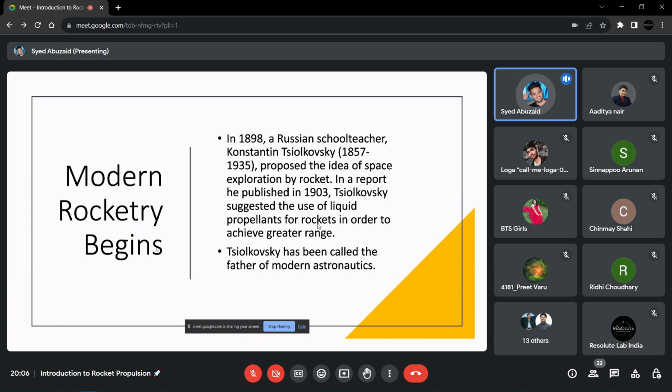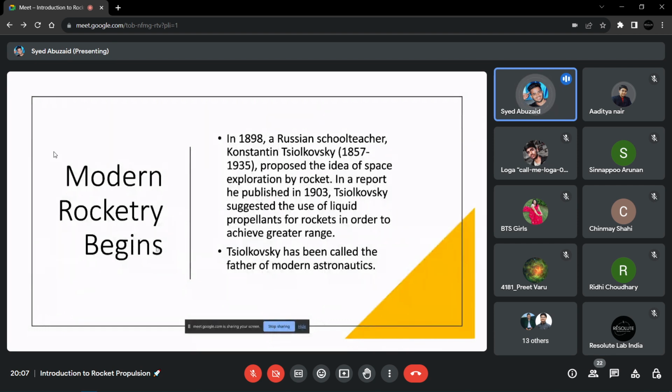At this time, Tsiolkovsky suggested the use of liquid propellants for rockets. In the beginning, liquid propulsion systems could not provide enough thrust to take off from the ground, so the thrust had to exceed the maximum limit for us to take off from the ground.